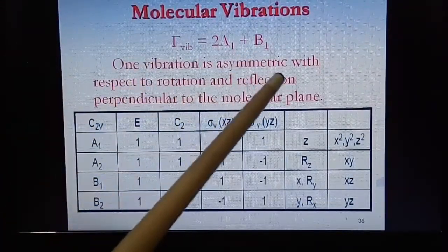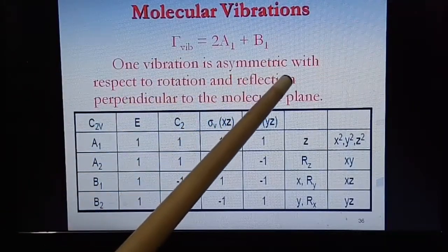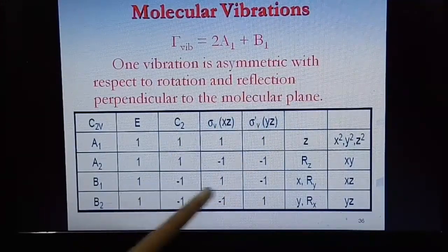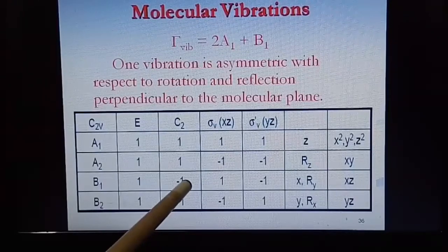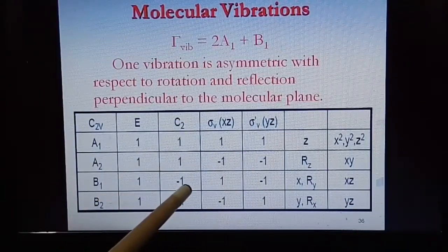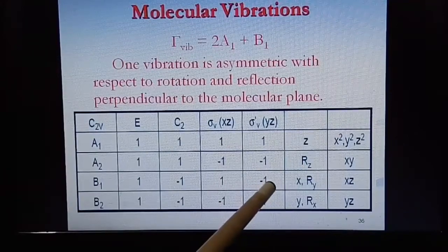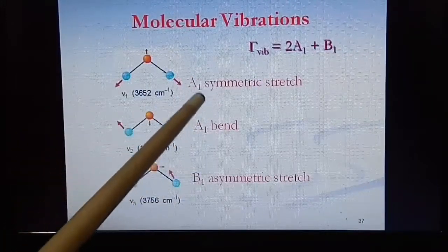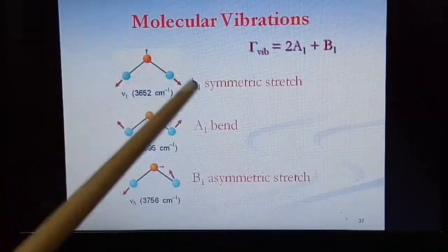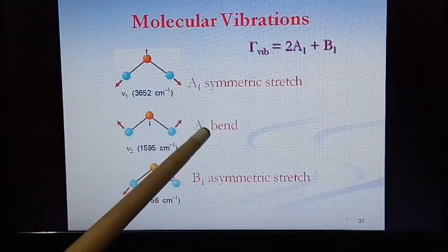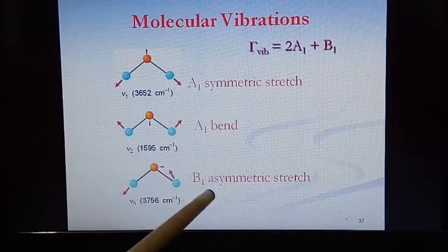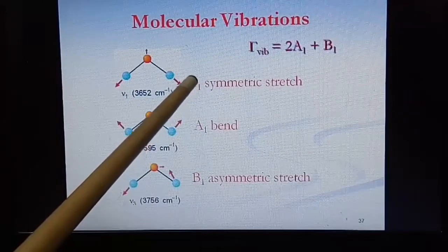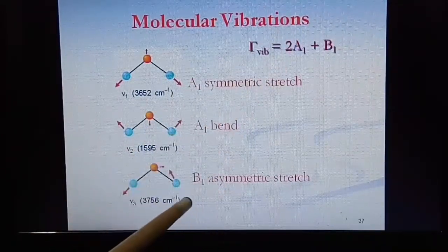One vibration is asymmetric with respect to rotation and reflection perpendicular to the molecular plane. So B1 will be asymmetric with respect to rotation and asymmetric for the molecular plane. So these are the three vibrations. A1 is the symmetric stretch, and the other A1 is the symmetric bending vibration, and B1 is the asymmetric stretch. So these two A1 vibrations will be like this and this, and the B1 vibration will be like this.